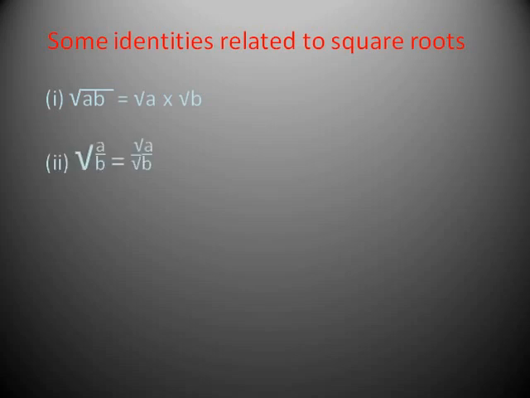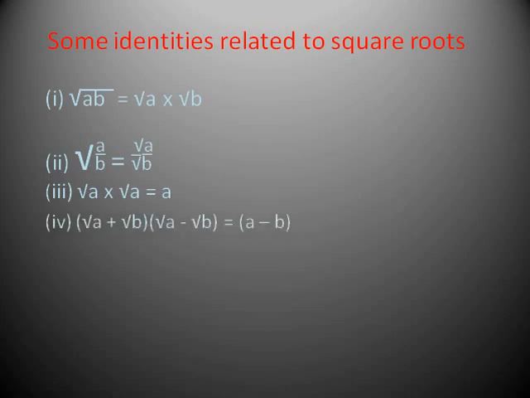Next, we are going to discuss some identities related to square roots. The first one is square root of AB is equal to square root A multiplied by square root B. The second is square root of A upon B is equal to square root A divided by square root B. The third is square root A into square root A is equal to A. The fourth is square root A plus square root B in one bracket, another bracket square root A minus square root B, which will be equal to A minus B.